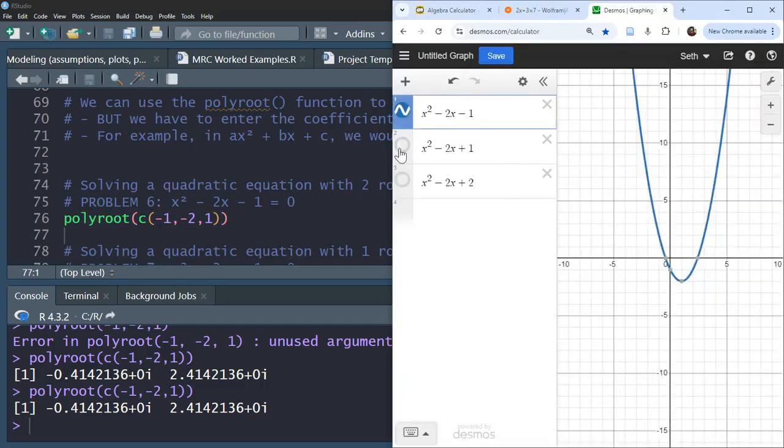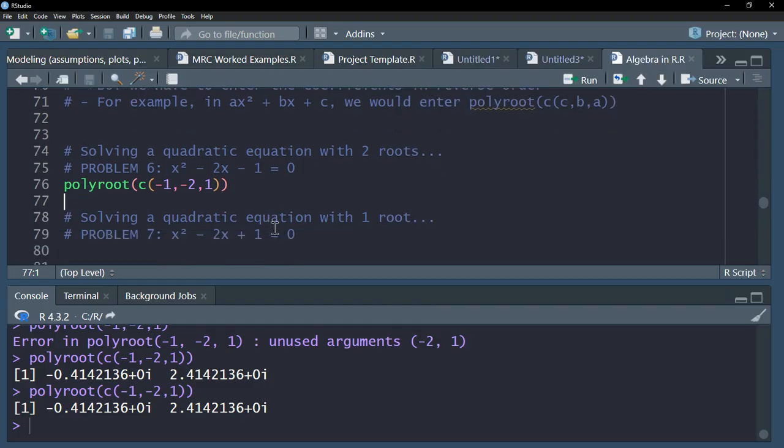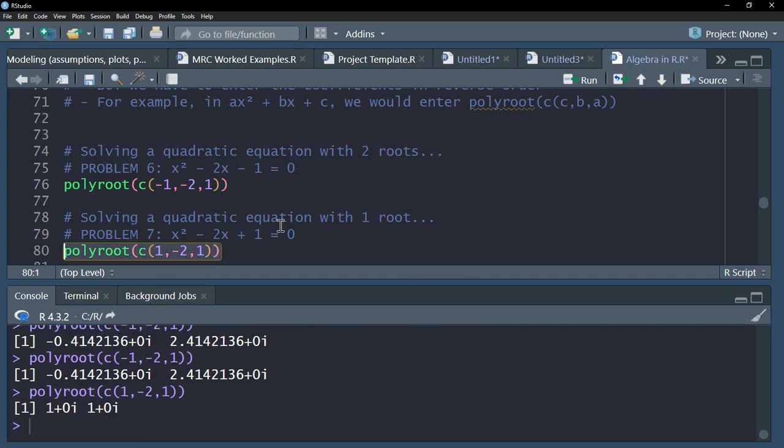The next one, as a reminder, intersects at 1, so we're hoping to get a root of 1. I'll do it correctly this time. Polyroot, c for a combination of things. Now, we've got x squared minus 2x plus 1. So 1 is our first coefficient, negative 2 is next, and then 1 is the last one. We just get 1. It spits it out twice, which is sort of annoying.